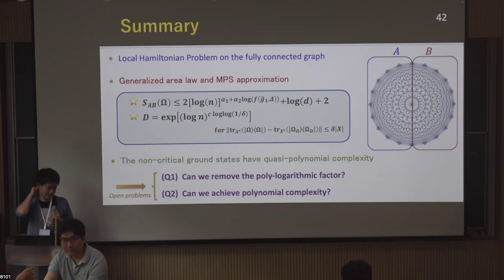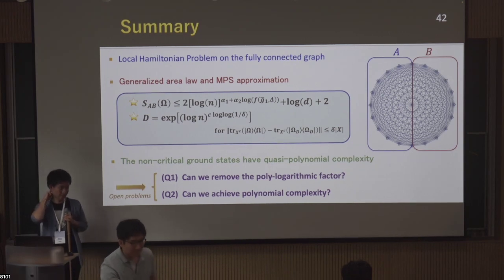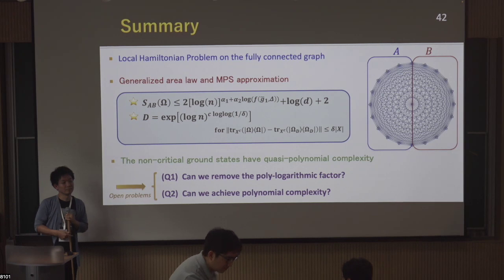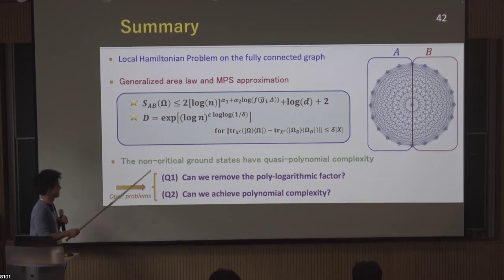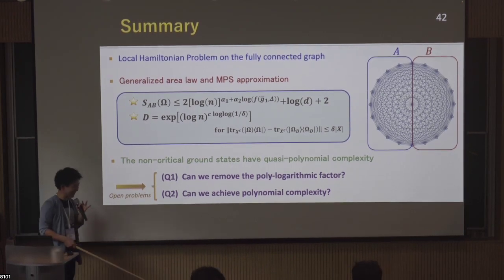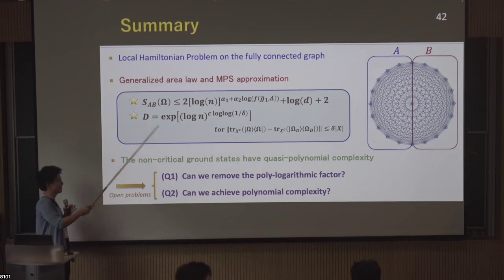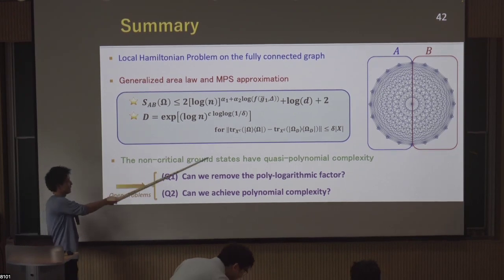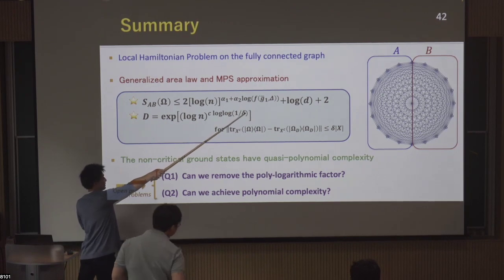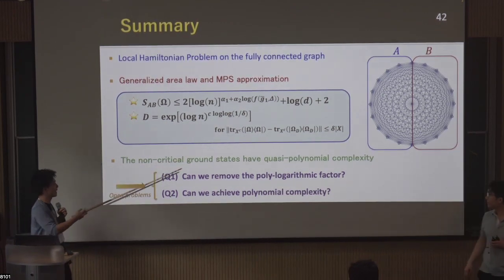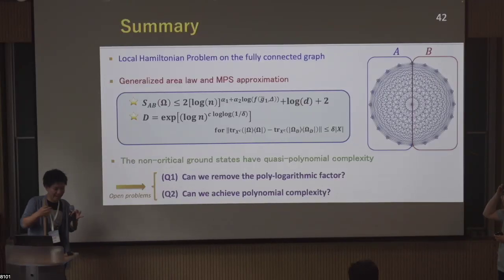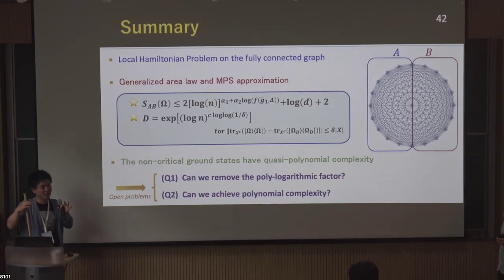Can I ask a challenging question? So far you have the non-critical ground state. How about the critical ground state? Yes, this is also a very good question. But from this renormalization technique, if the gap delta is, for example, 1 over poly n, then the upper bound becomes order n. So the area law structure completely breaks down.